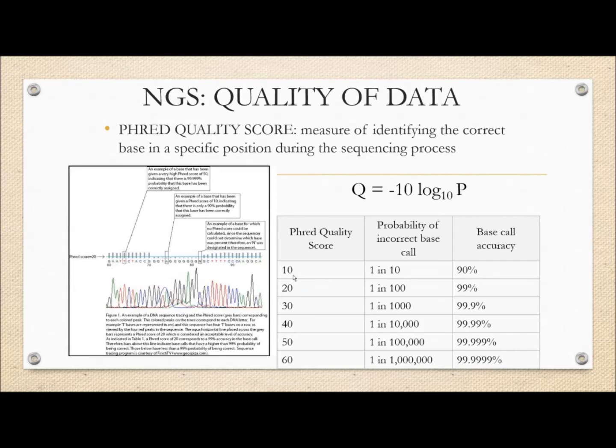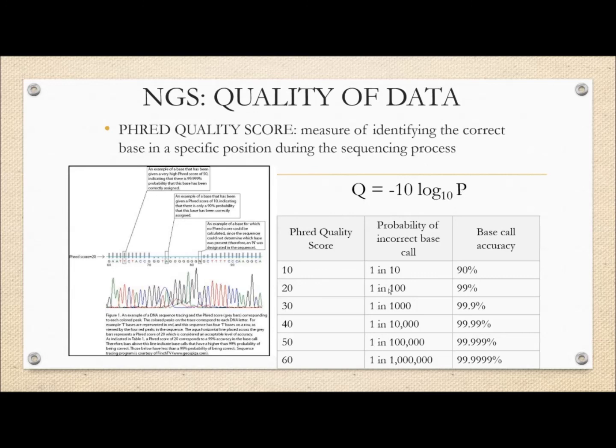If a Phred score is 10, it means 1 in 10, 90% base call accuracy. Base call accuracy is the accuracy of predicting that a particular nucleotide is correct. So the question is, how does 10 translate to 1 in 10, and that's 90%? How does 20 translate into 1 in 100? Well, it's very simple. 1 in 10 is 10 to the negative 1. If you remember logs, log to the base 10 of 10 to the negative 1 is negative 1. So negative 10 times negative 1 is 10. So 1 in 10 means a score of 10.